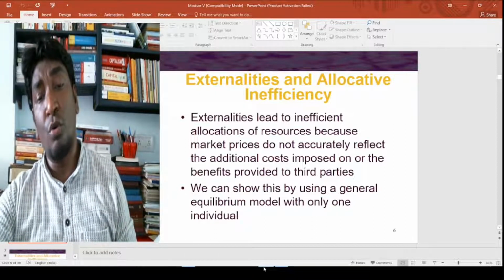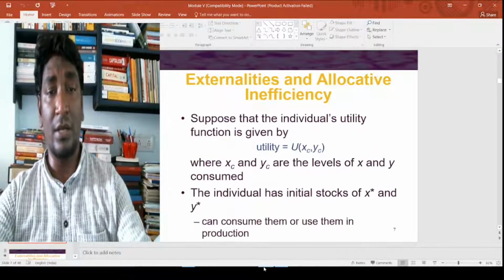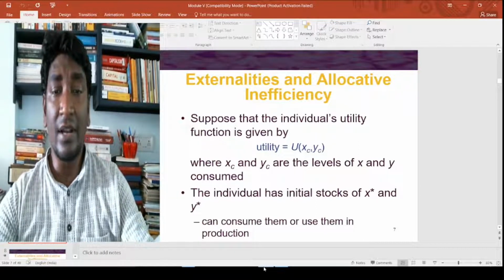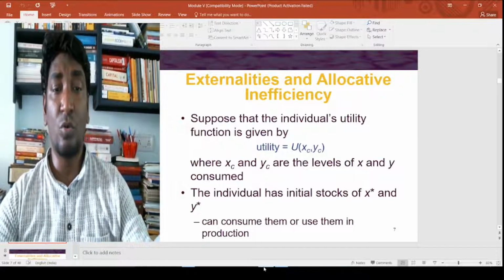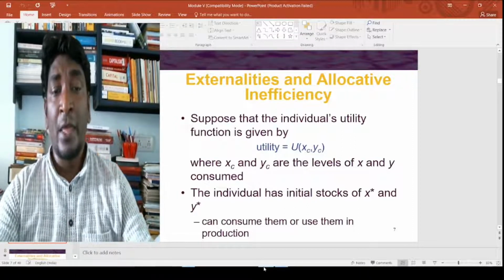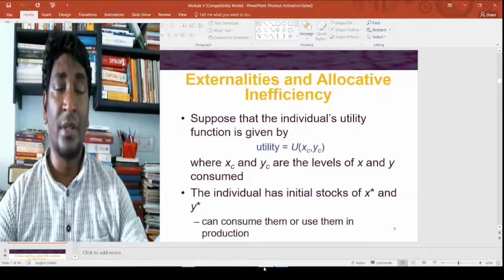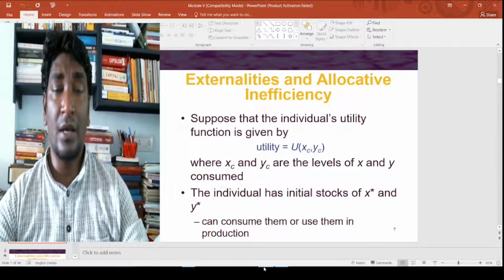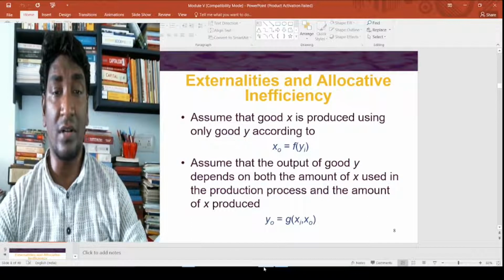So we can show this by using a general equilibrium model with only one individual. Let's look into that aspect. Suppose that the individual's utility function is given as utility equals U of x_c and y_c, where x_c and y_c are the levels of x and y consumed. The individual has an initial stock of x star and y star, which they can consume or use in production also.